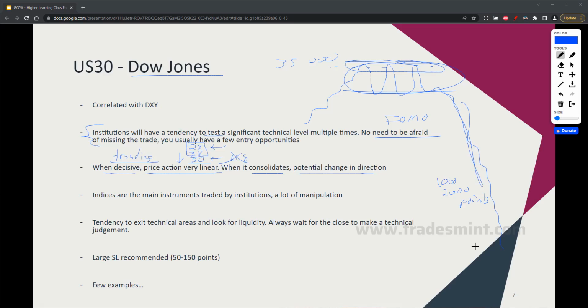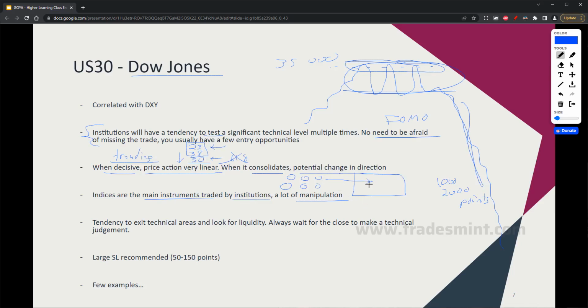Next point. Indices are the main instruments traded by institutions, so there's a lot of manipulation. Institutions are always battling each other to get the liquidity, to get the best price. There are a couple of groups around the world: JP Morgan, Goldman Sachs, HSBC, Credit Suisse. There are many different institutions, and they are fighting in this market to get the best price to short and the best price to long.